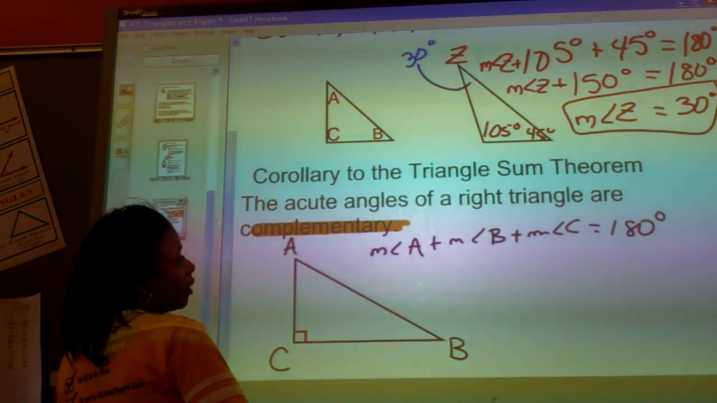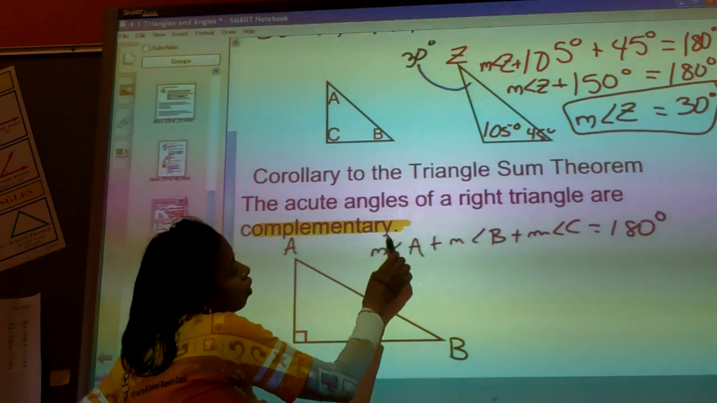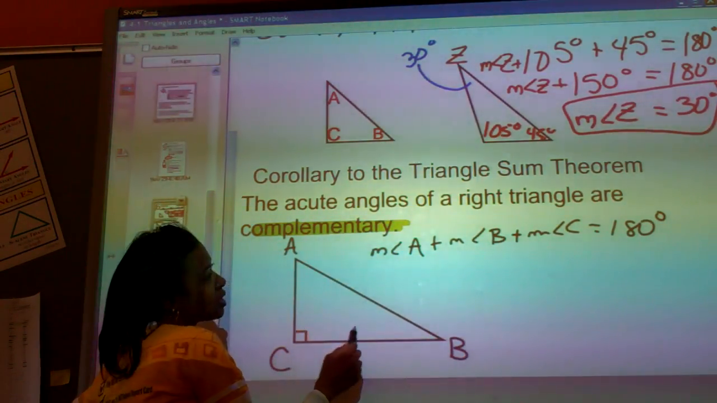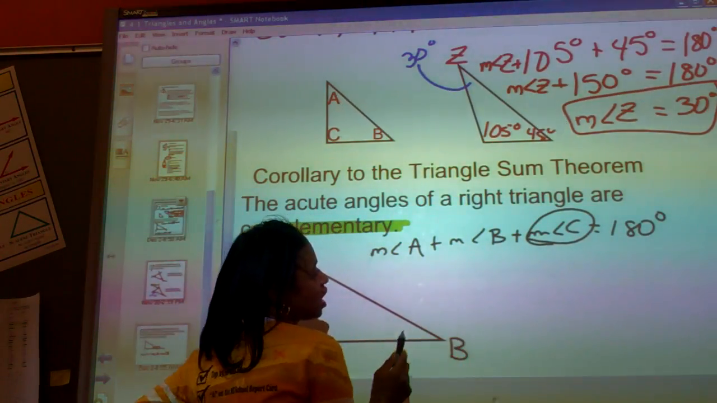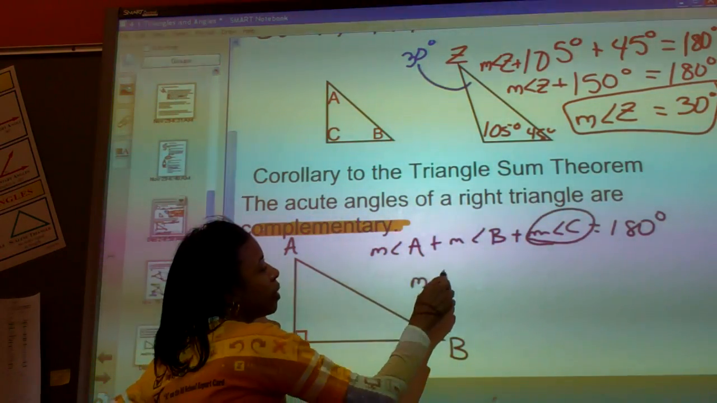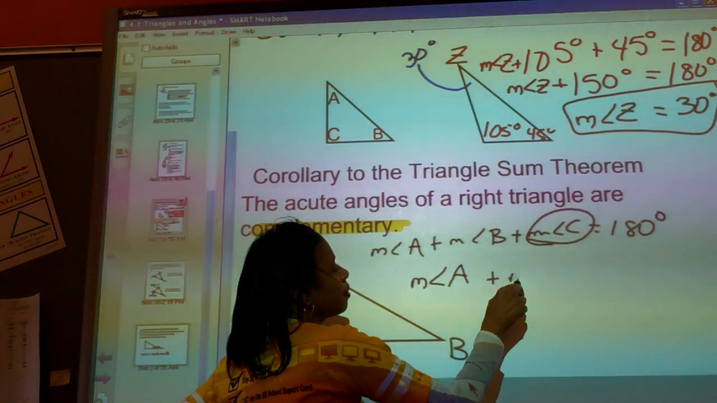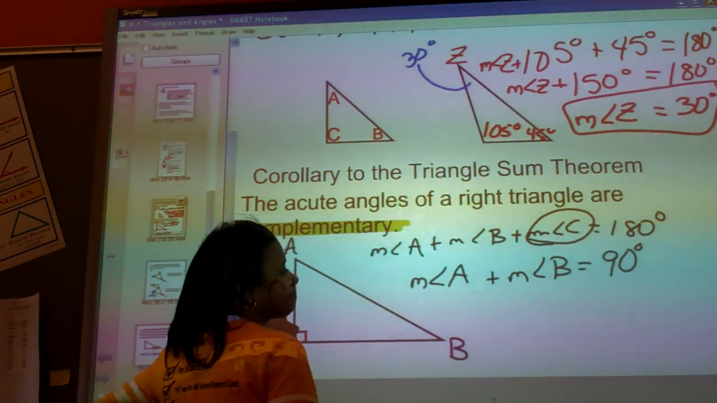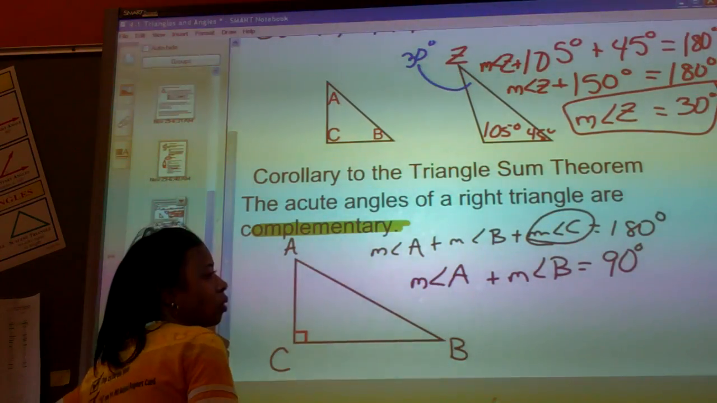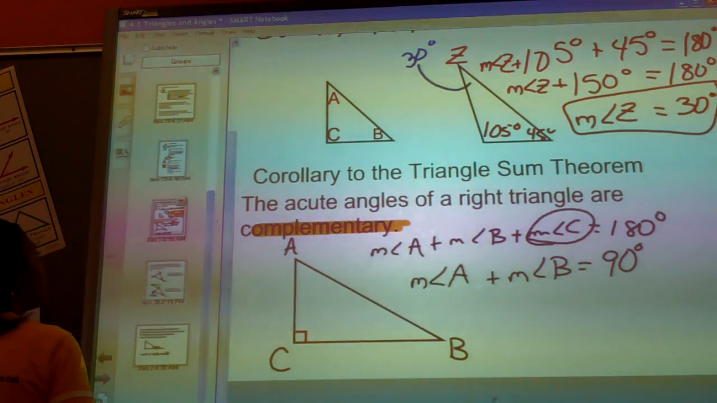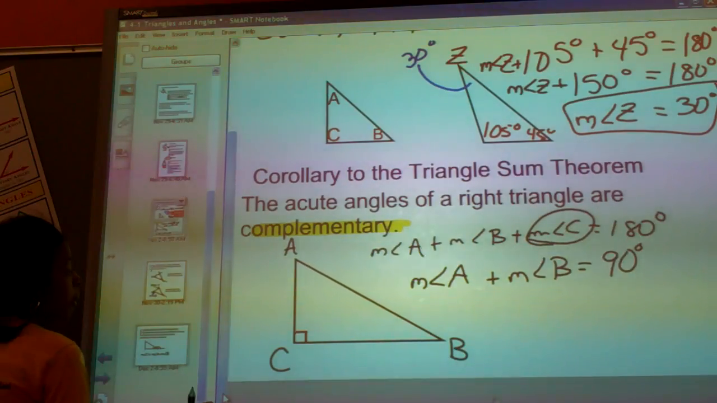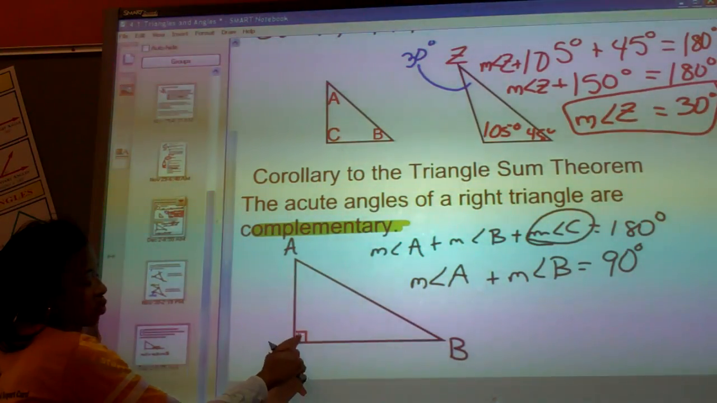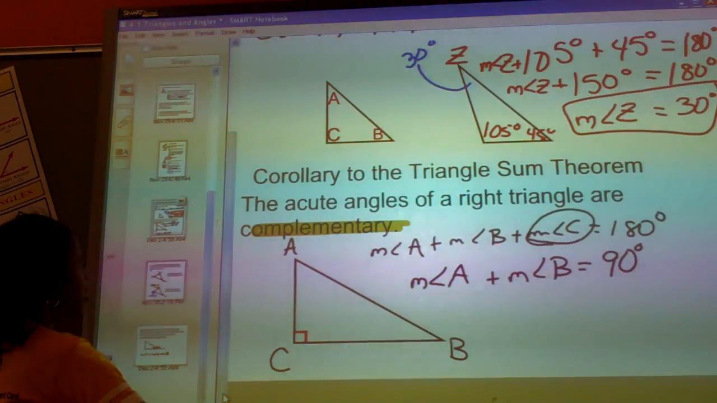But the corollary simply says, because I know that the measure of angle C is 90 degrees, that just means that the measure of angle A plus the measure of angle B equals 90 degrees. These two together equal 90 degrees. Okay? That's only for a right triangle, and we know it's right because they either tell us with the symbol or they tell us in writing.